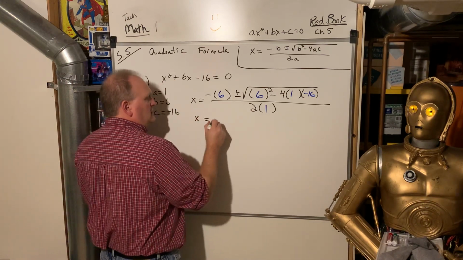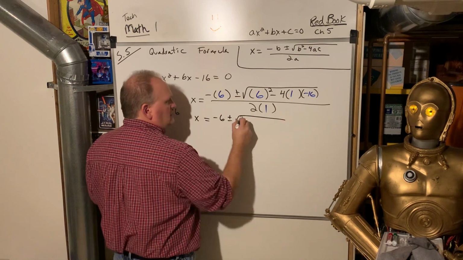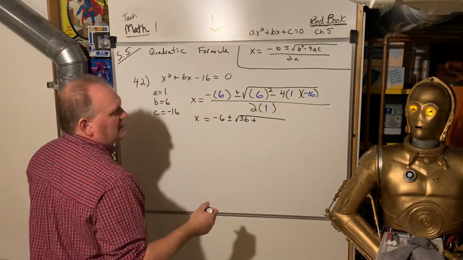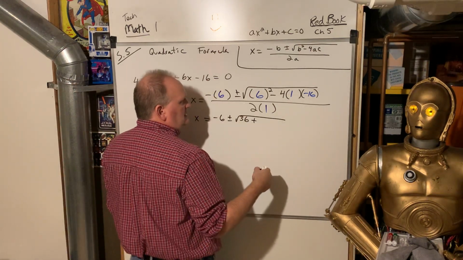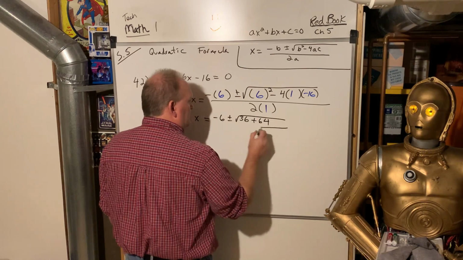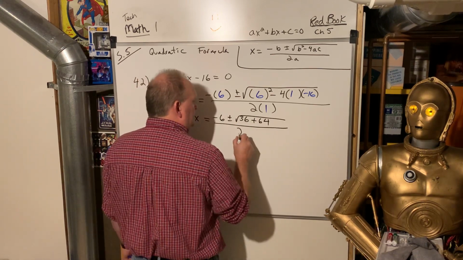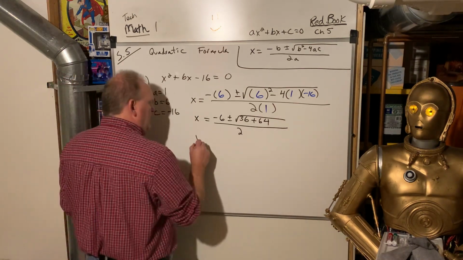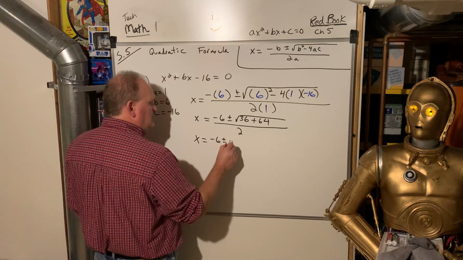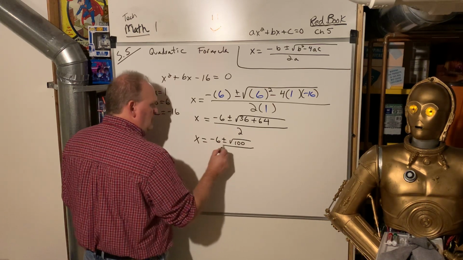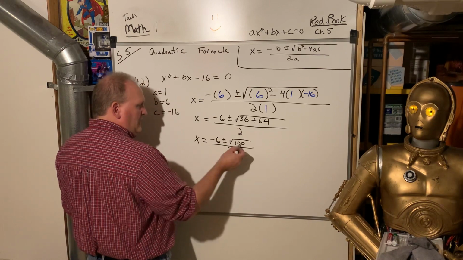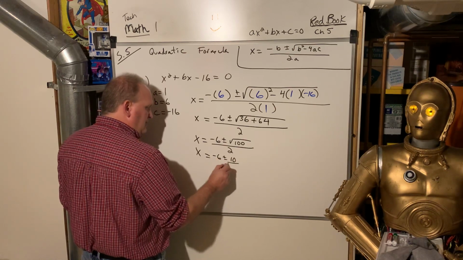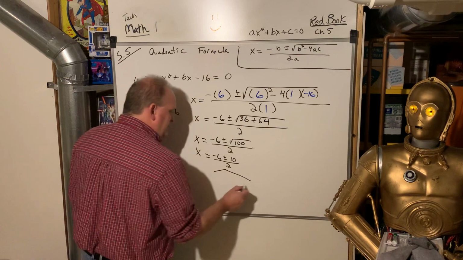plug and chug. So negative 6 plus or minus the square root of 36 plus, what is that, 64, I think, right? 4 times 16, yep, positive 64, all over 2. So what is that, 10, carry the 1, 7, so that's 100. So x is equal to negative 6 plus or minus the square root of 100, all over 2. And now I can do the square root of 100, so x is equal to negative 6 plus or minus 10, all over 2. And now I can split it into two answers.